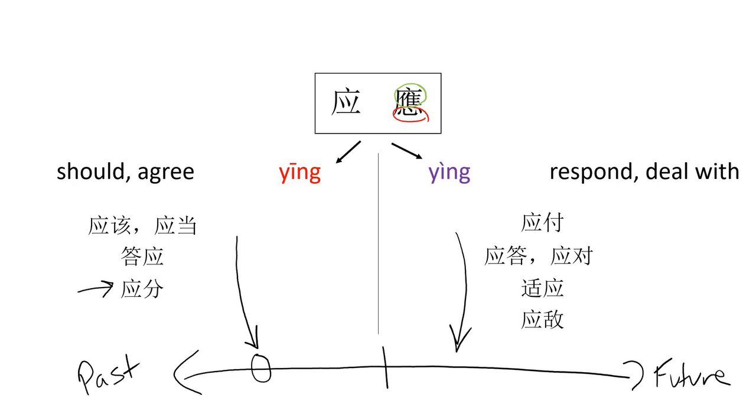whereas the fourth tone ying have to do with responses to things that already happened, right? A certain thing has occurred at this point in time, and now I need to respond to it. I need to deal with it. This can maybe help you remember the differentiation.